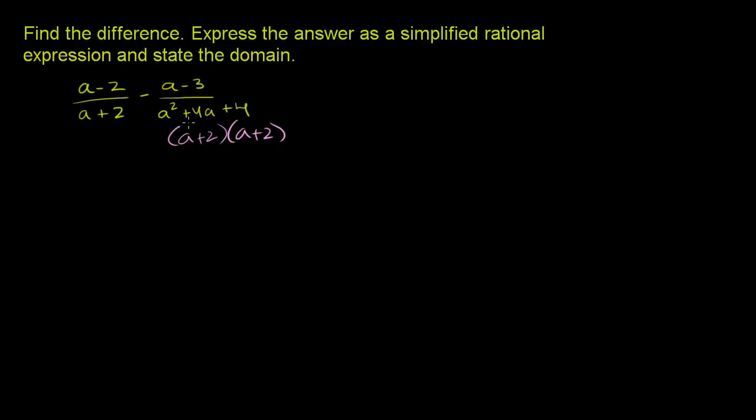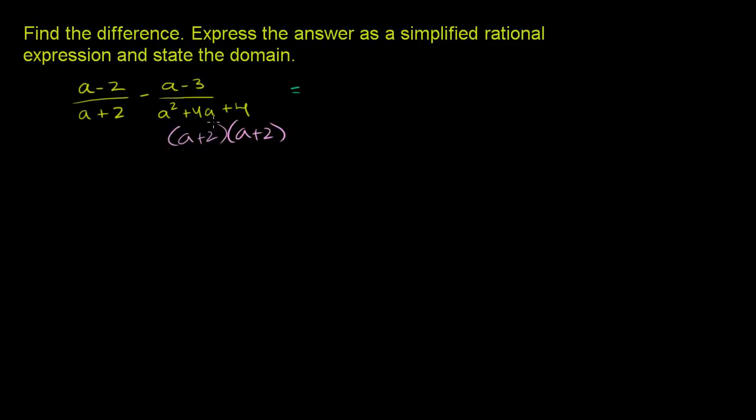So this is obviously divisible by itself, and it's also divisible by a plus 2. So this is the least common multiple of this expression and that expression, and it could be a good common denominator. So let's set that up.